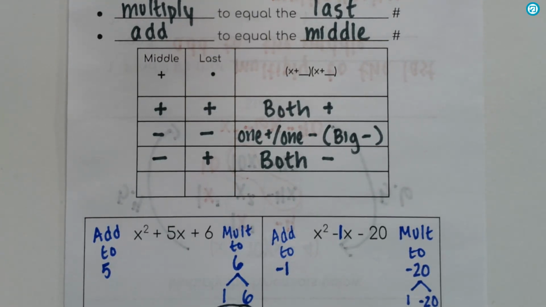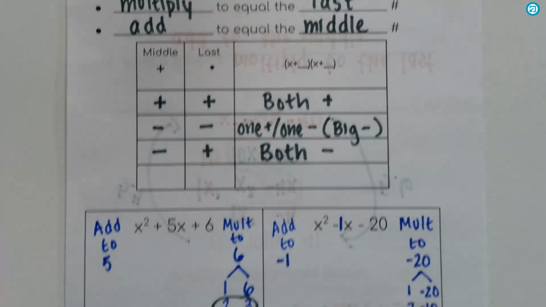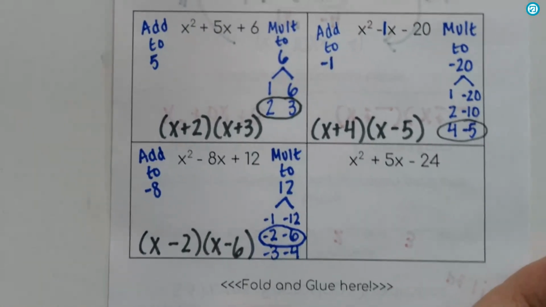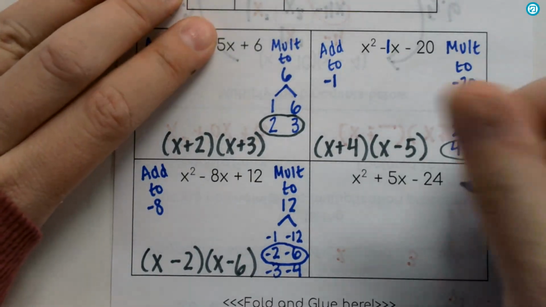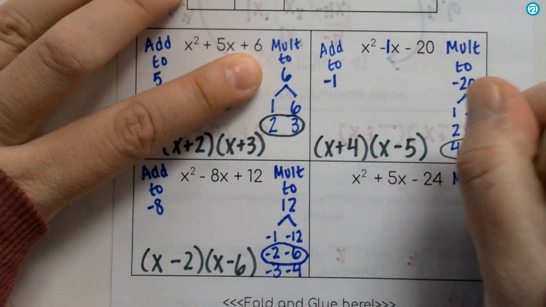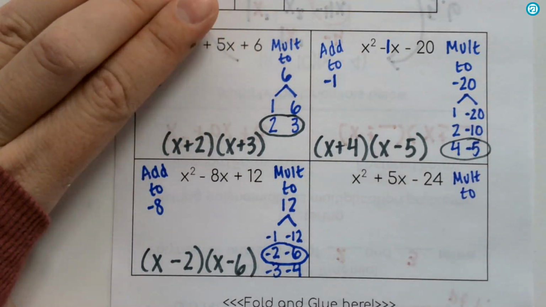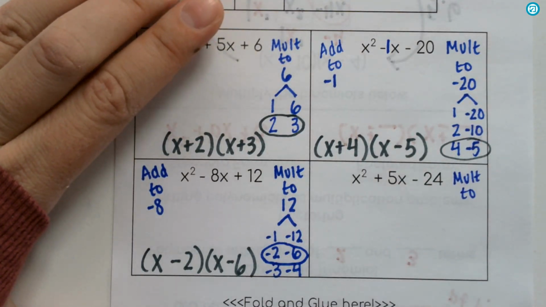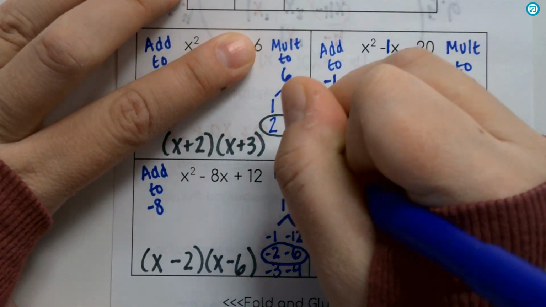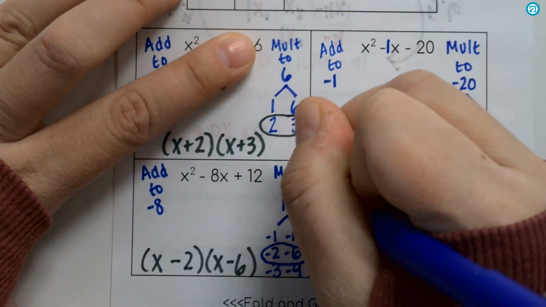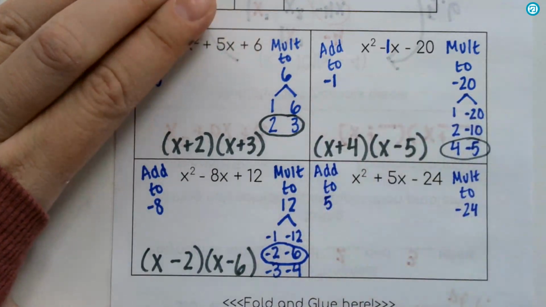Okay, last one. We've got x squared plus 5x minus 24. I am trying to multiply to my last. So what am I trying to multiply to be? Negative 24. And I am trying to add together to be my middle number. So I'm trying to add together to be 5.